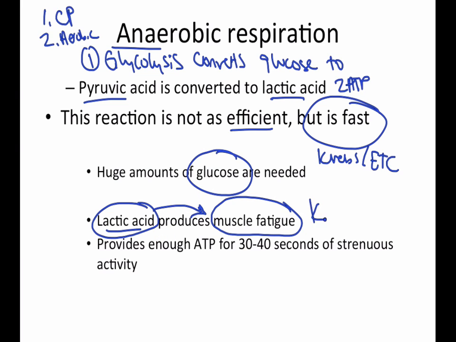They're now thinking that it's potassium that's actually causing muscle fatigue, and lactic acid, they're saying, is actually really beneficial and helps your muscles become better and stronger. But it's the potassium that builds up in each muscle cell that actually causes that fatigue. So your book is out of date, and so is your PowerPoint. Lactic acid is really beneficial, is what they're finding, and it's that potassium which is giving the effects of muscle fatigue. So this is going to provide enough ATP for 30 to 40 seconds of strenuous activity.